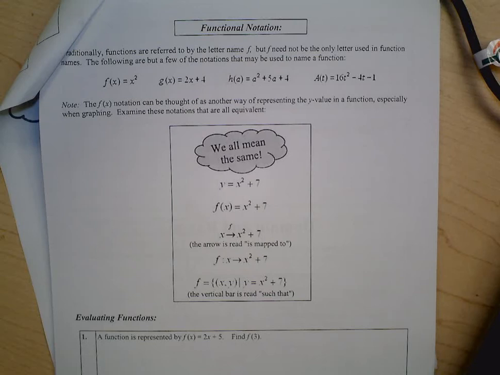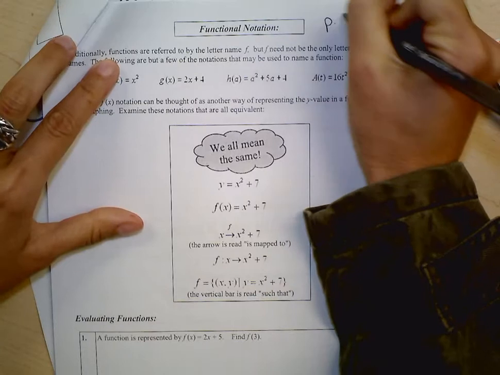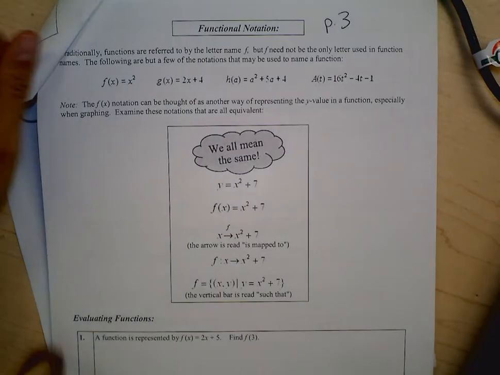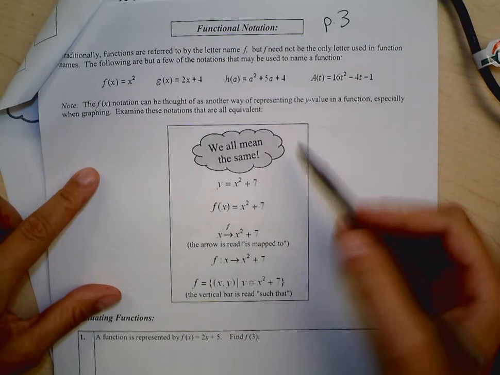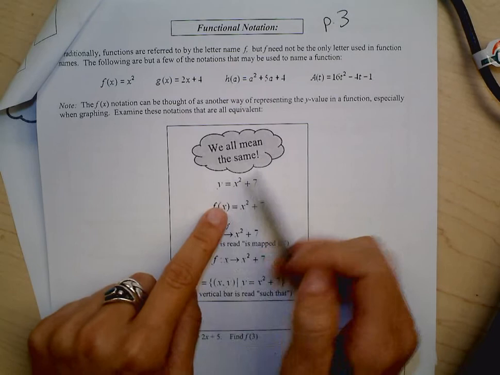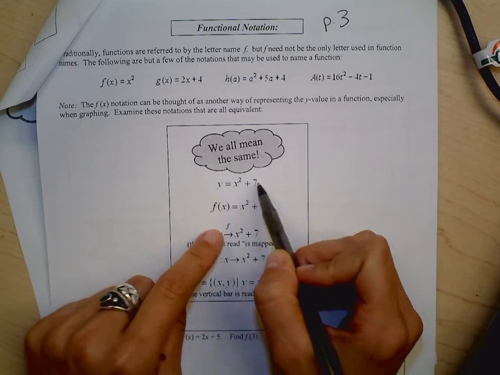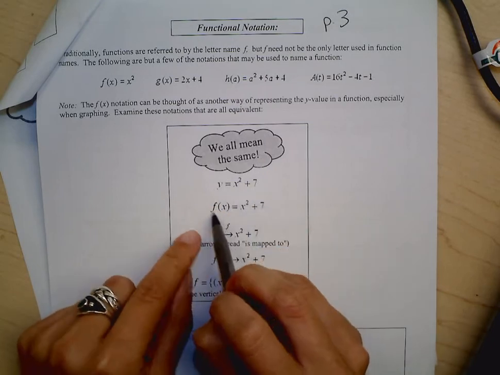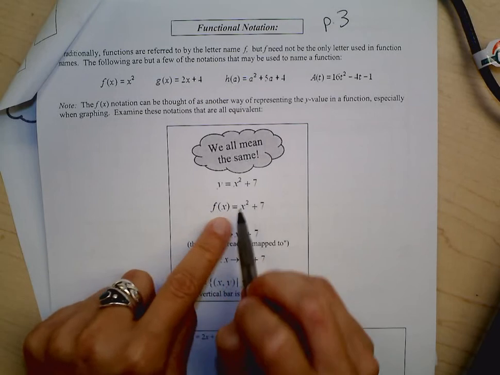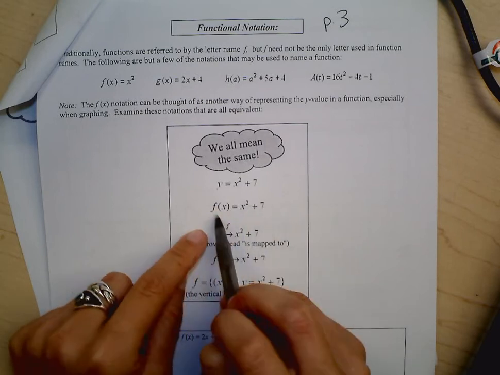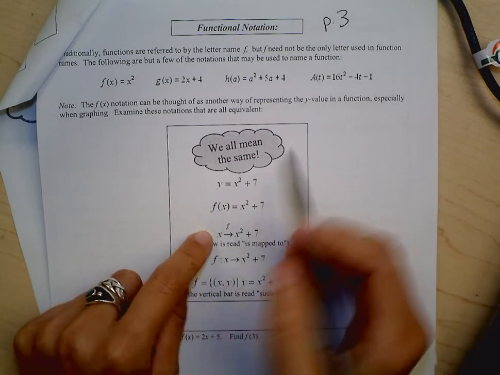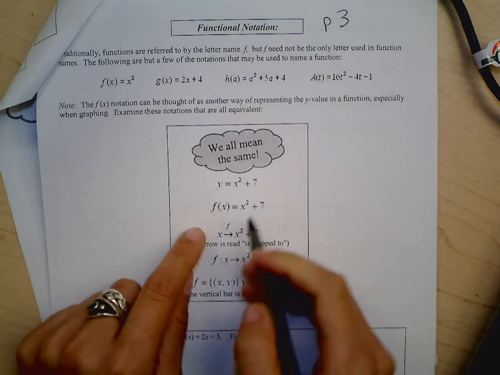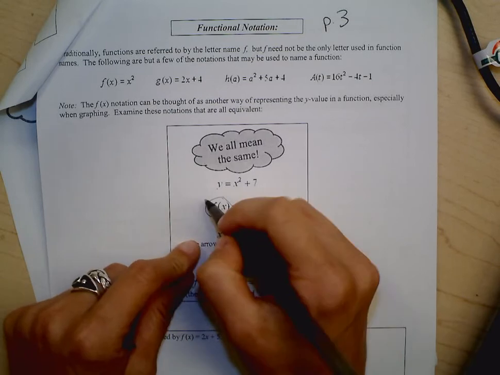Okay, so we are starting our unit 4, and I'm on page 3 of our unit 4 packet. So I want to go over today functional notation, and we're used to y is equal to x squared plus 7. Well, now we have this other notation, f of x is equal to x squared plus 7. This f of x is the same thing as y, so we want to view it as the same thing. Now this isn't f times x, we call this f of x.